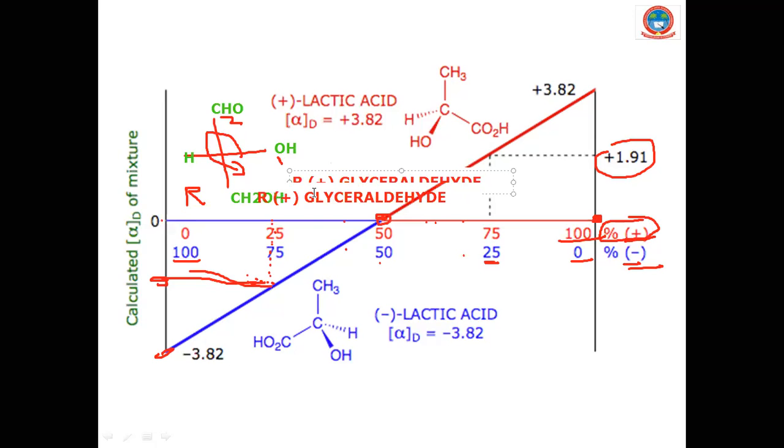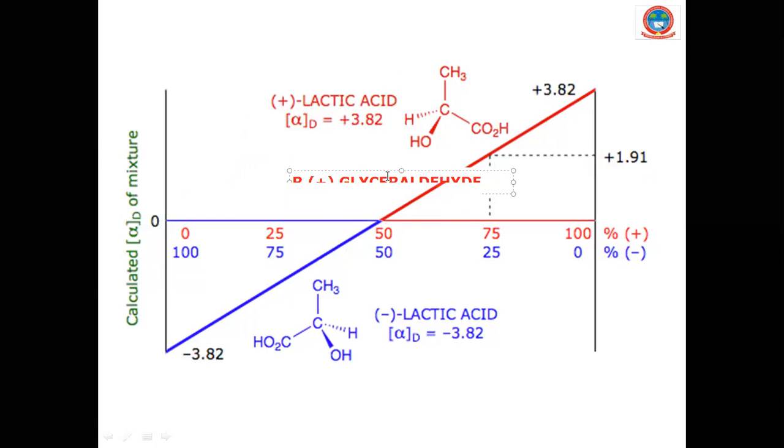By having this R, we can have R glyceraldehyde at the place of this one, and we can also find out its rotation by using the polarimeter. So hope you understand this: plus lactic acid and minus lactic acid.